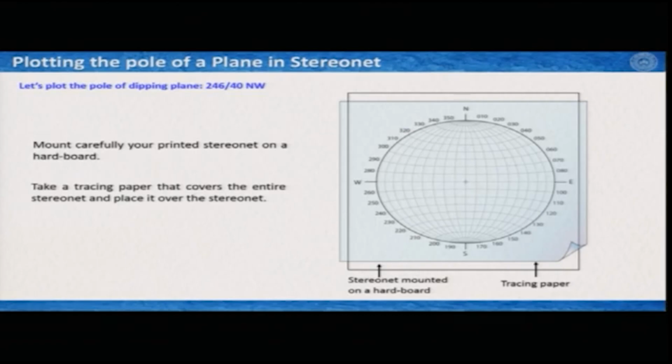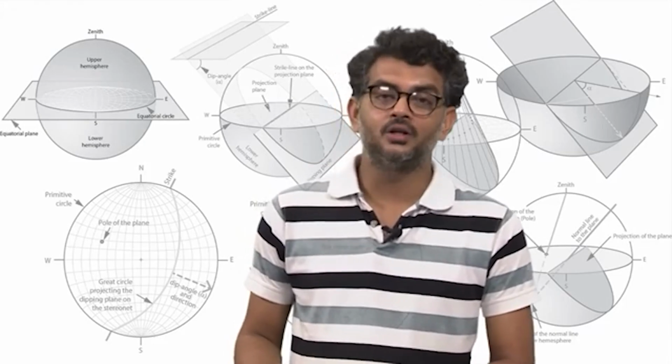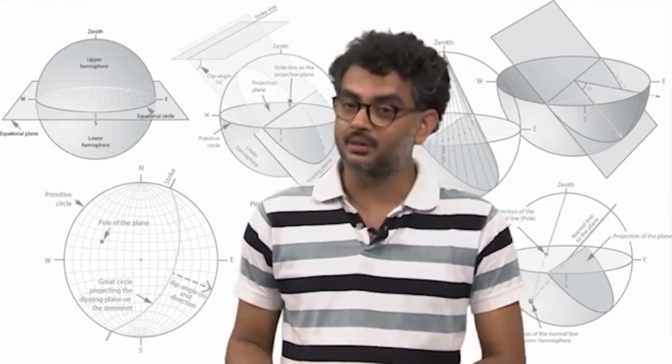Let us have a look how to plot the pole of a plane. I remind you, pole of a plane is nothing but an imaginary line which is normal to the plane. So, we will follow the similar process, and in this case we have the dipping plane with the data 246 degree 40 degree northwest. That means, the strike is 246 degrees, 40 degrees is the dip angle and it is dipping towards northwest.